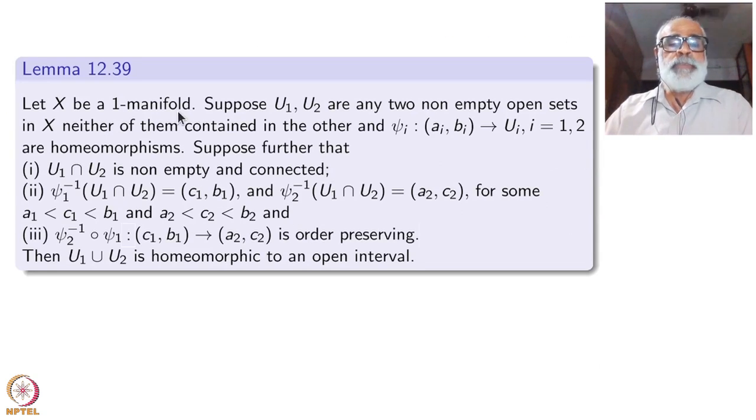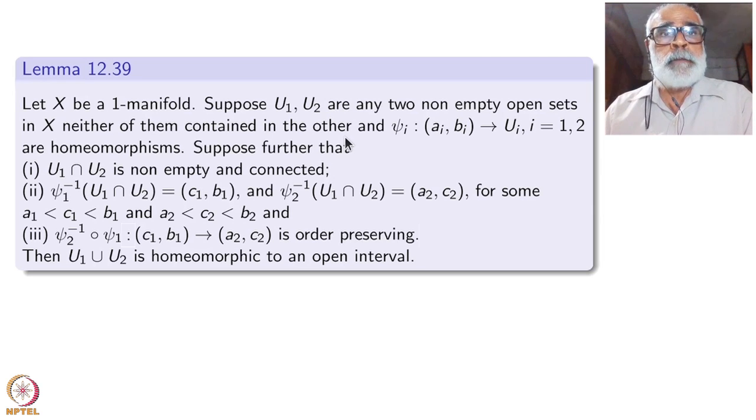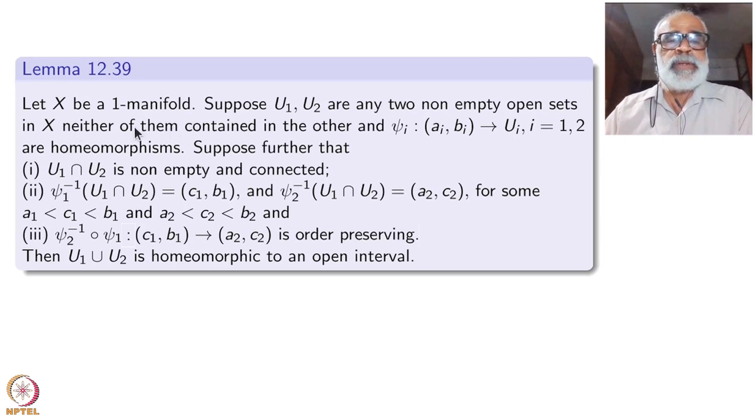So start with a manifold X, a one-dimensional manifold. U1 and U2 are any two non-empty open subsets in X, neither of them contained in the other. This is obvious: if one is contained in the other, there is nothing to do. You can take the bigger one, that is an open interval, so you can go ahead to the third one. So don't get into that kind of case.